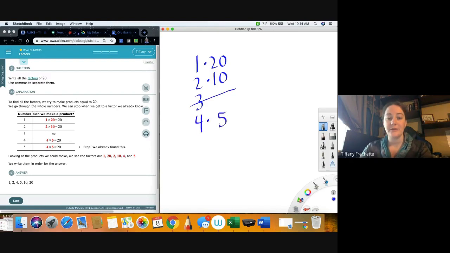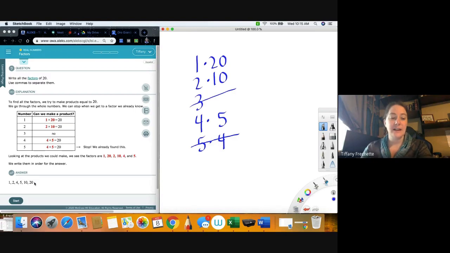Well, that'd be 5. So then if I wrote 5 times 4, well, now I'm flip-flopping it. They're the same numbers. So once I get to that point, I stop. So these are all my factors of 20. And they don't necessarily have to be listed in order. So down here it goes 1, 2, 4, 5, 10, 20.